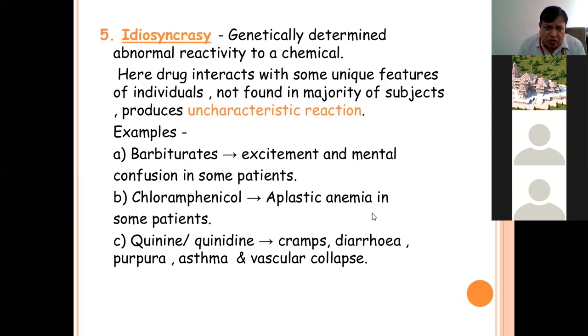Similarly, chloramphenicol is a good broad spectrum antibiotic, but causes aplastic anemia in some patients. And quinine and quinidine: cramps, diarrhea, purpura, asthma, and vascular collapse occur in some patients. That is idiosyncrasy, or hypersensitivity to some chemical in some people, not for all.